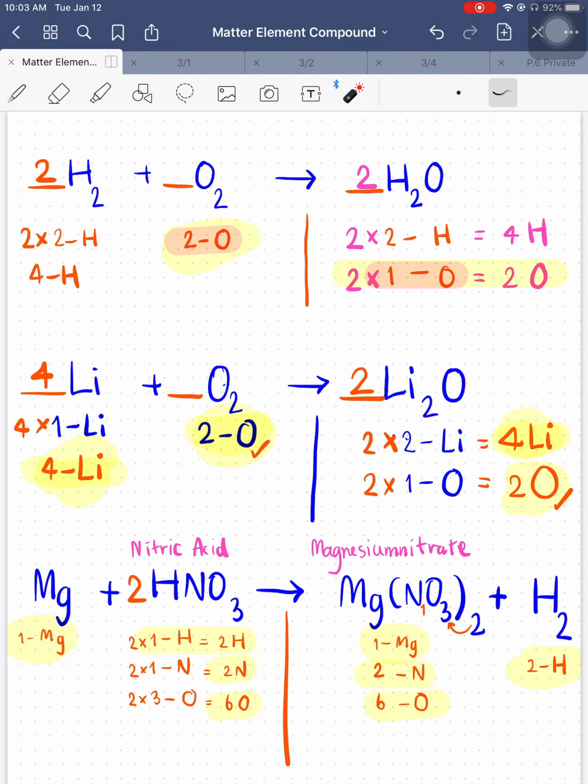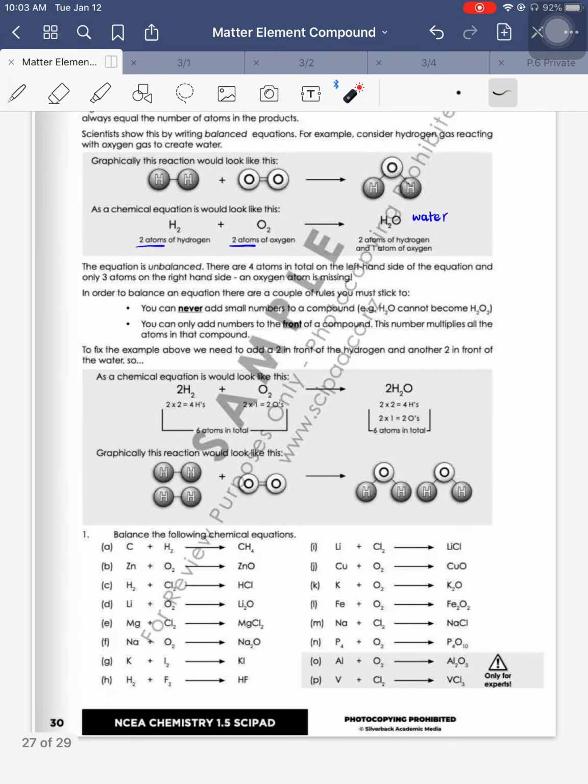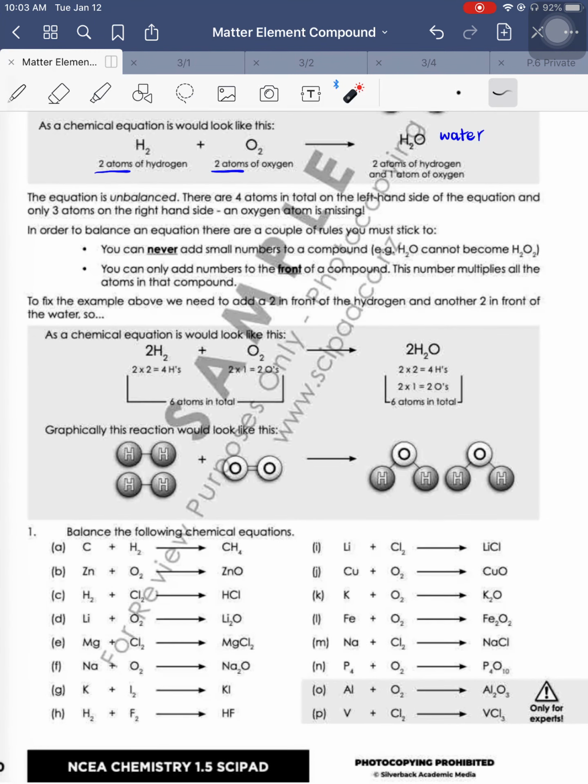I would like you to practice this yourself first, and let's do it together. For example A, carbon reacts with hydrogen gas to make methane. 1 carbon, 1 carbon, 4 hydrogen, 2 hydrogen. So just put 2 in front of the hydrogen. It will be 4 hydrogen. So it's equal, very, very easy, right?